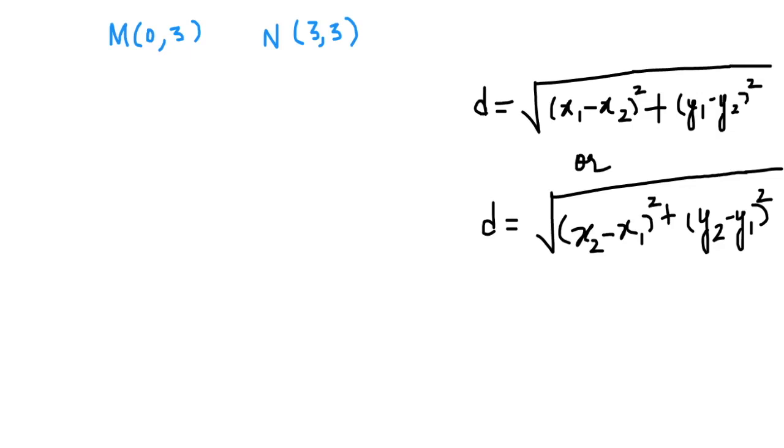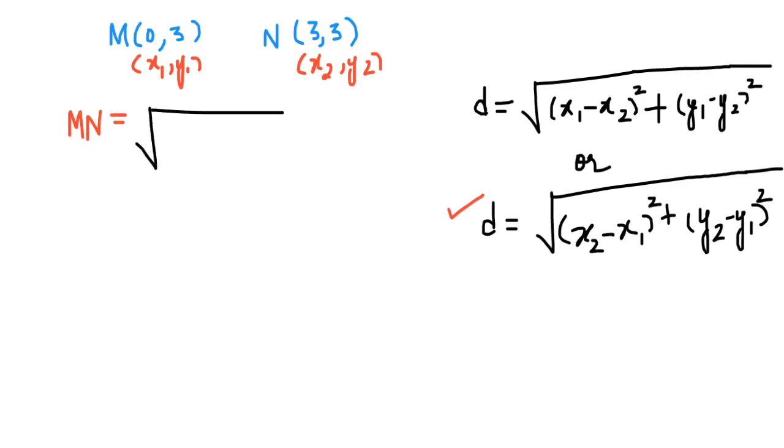To find the length of MN, I will take this coordinate as x1, y1 and this one as x2, y2. You can take the other way around, whatever suits you. I will plug in x1, y1 and x2, y2 in this formula. I will get length of MN is equal to square root of x2 minus x1 square. This is my x2 and this is x1.